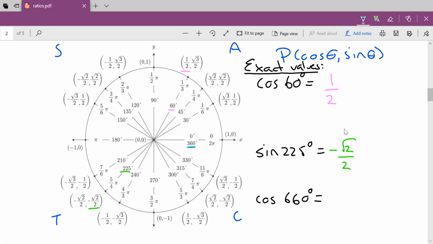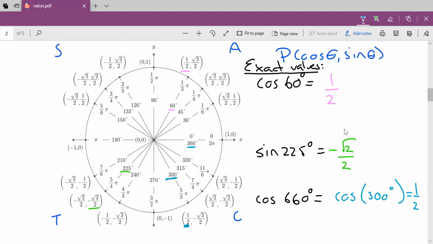So what do I know? 660, well, it's more than one revolution. So I'm going to subtract 360 from that. If I subtract 360, we're at 300. The ratio of cosine 660 is going to be equal to the ratio of cosine 300. Go to my unit circle. There's 300. Cosine's the x value. It's a half. That's it. I was just able to find the exact values of these things without a calculator.